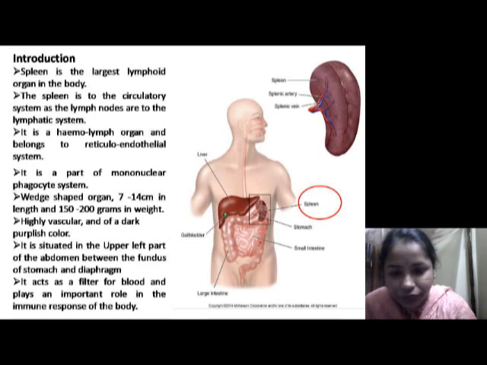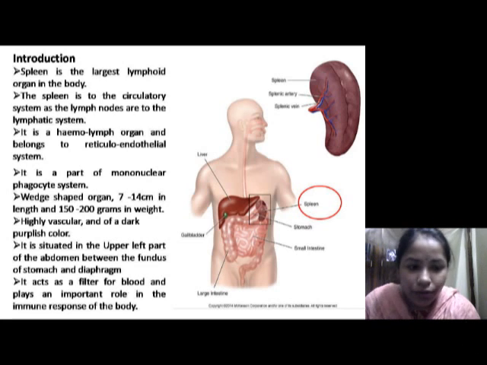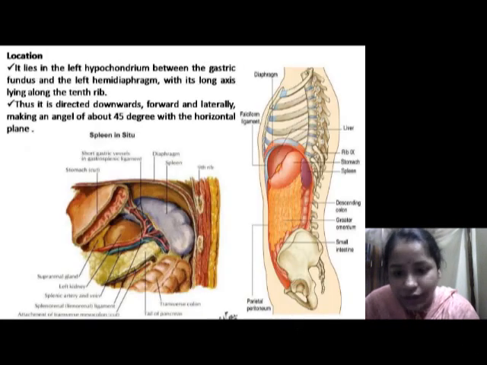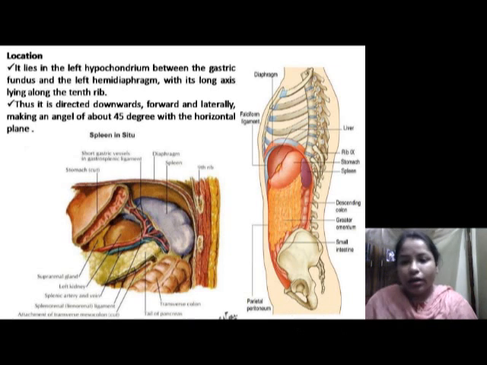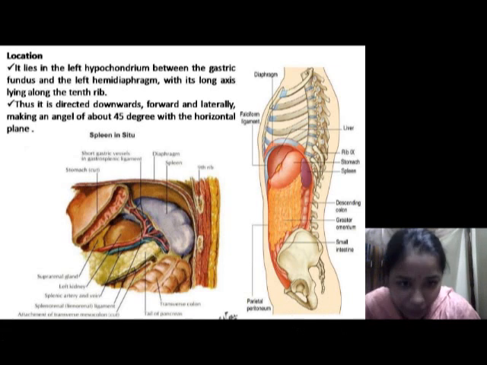Okay, so coming to the location of this spleen, it is located in the left upper quadrant region of the abdomen. More precisely, it is found posterior to the stomach and anterior and inferior to the left hemidiaphragm at the level of ribs 9 to 10.